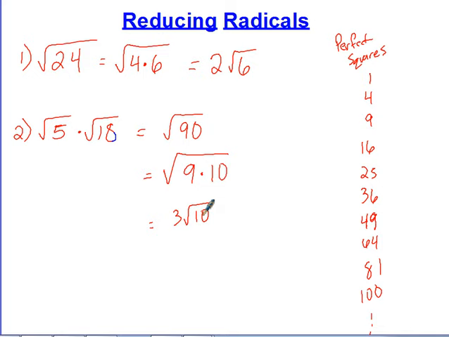So what happens though if I couldn't break the 90 down? What happens if I couldn't find 2 numbers? You just leave it, right? It's just the square root of 90. If you cannot factor it, you leave it as that. Any questions? All right.